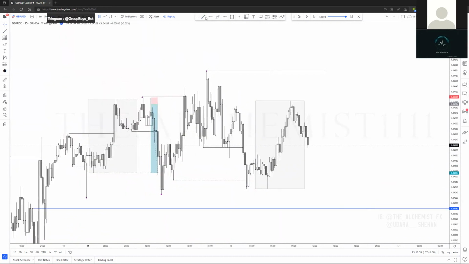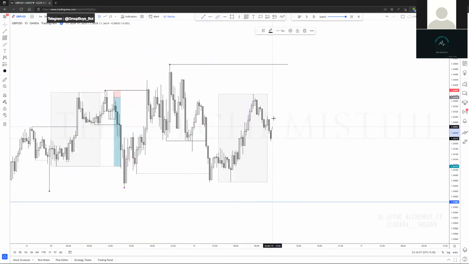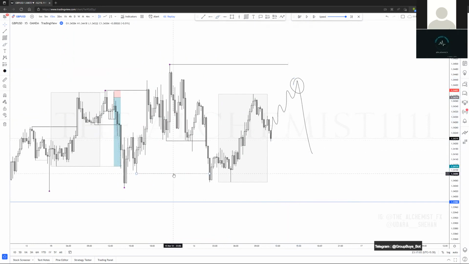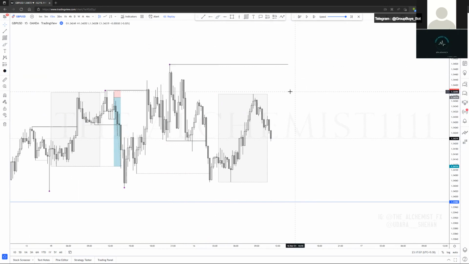But now just think of it. After it runs above Asia, if you try to sell from somewhere around here, do you think it will work out? No, because their next target after taking this out is above this high, right above this high. So taking a sell from here is suicide once again.